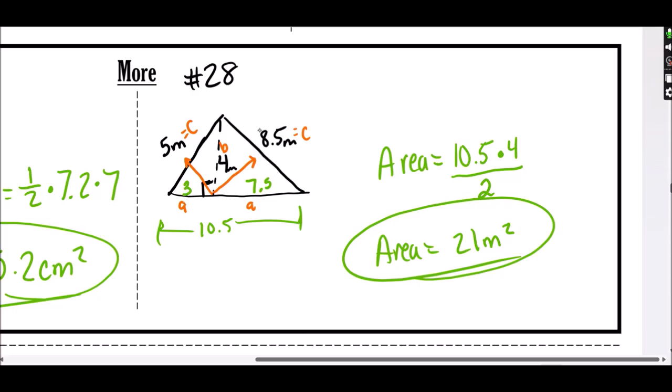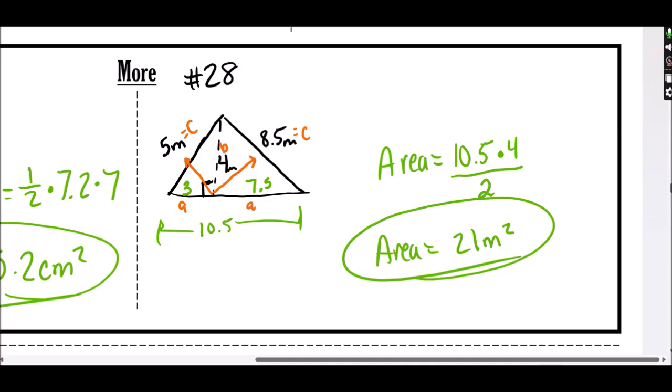Over here, we had Pythagorean theorem that we had to work out, so we had 4 squared plus A squared, that was missing, equals C squared. When we work that out, we get 7 and 5/10. That means the whole base here is 10 and 5/10. So then when we go over to find the area, we'd have the base of 10 and 5/10 times the height of 4, and you could either multiply that by half or divide by 2, and we get 21 meters squared for our area.